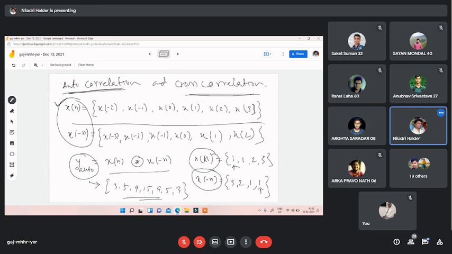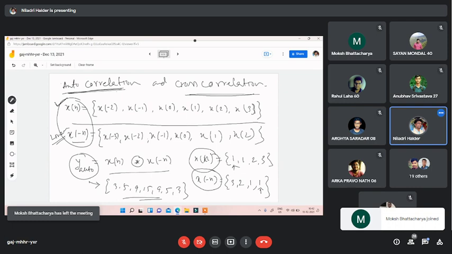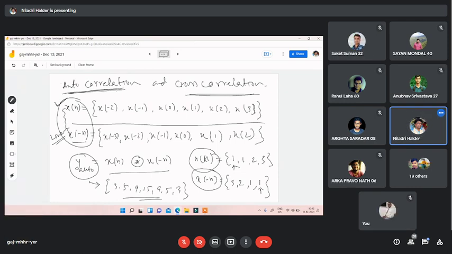Sir, not the circular convolution, make a correction. It will be linear convolution. After getting the opposite value, do the linear convolution between x[n] and x[-n]. You will get your autocorrelated value. Yes, question?